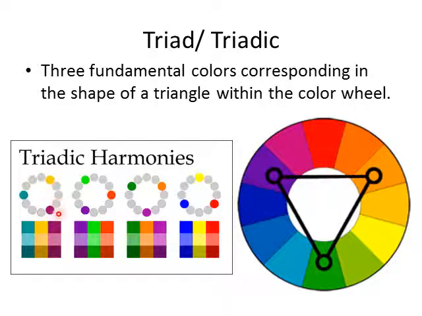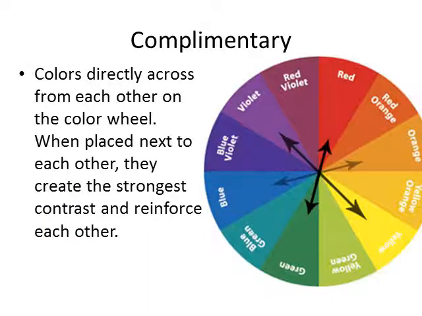So this triadic harmony is using the green, purple, and a variation of yellow or gold. The next one has got sort of a neon green, a purple, and a red, and they all correspond in the shape of a triangle to make a really fun triadic harmony. So you just simply move the triangle around, and you can have a lot of fun making different triadic color schemes.